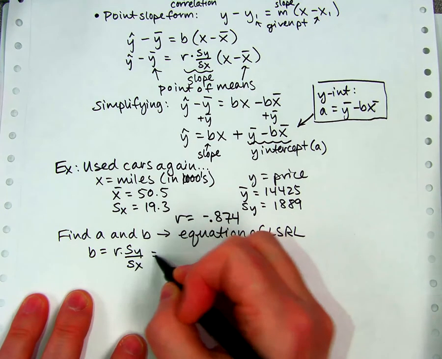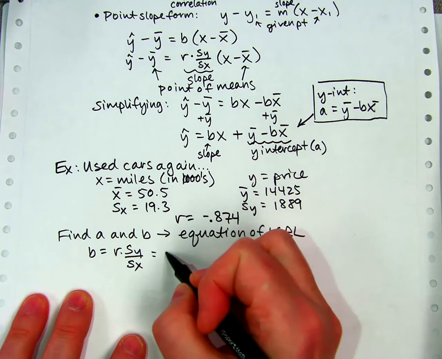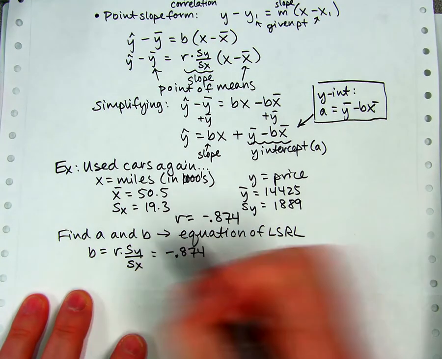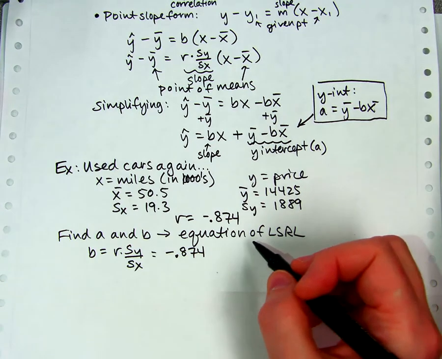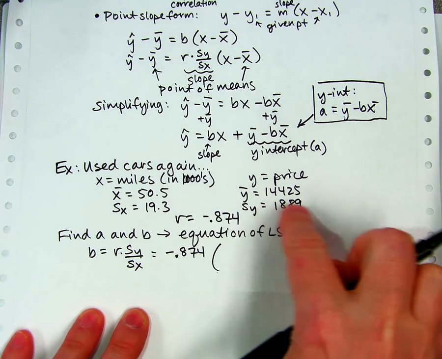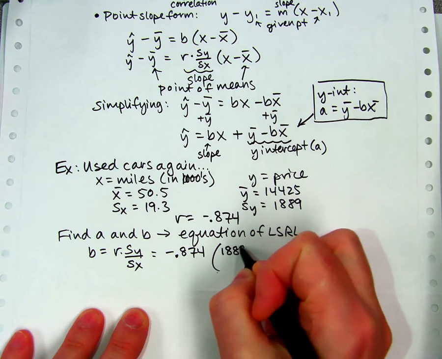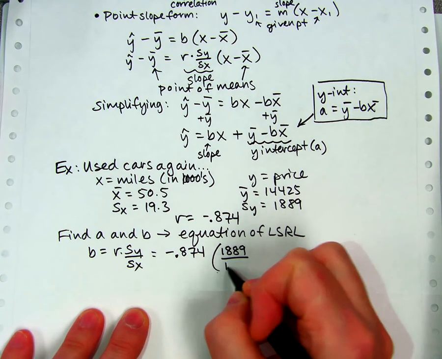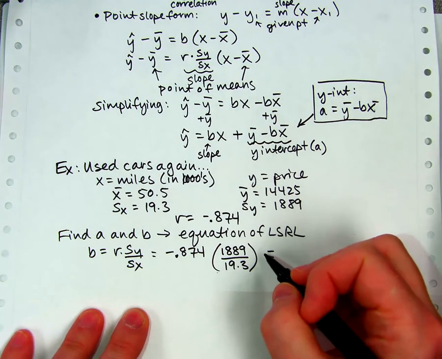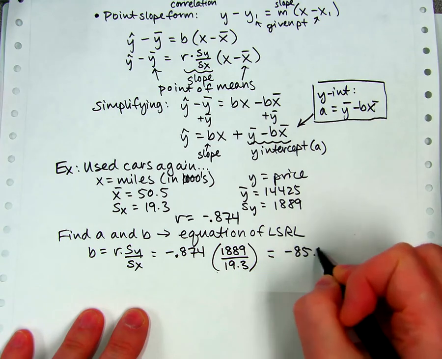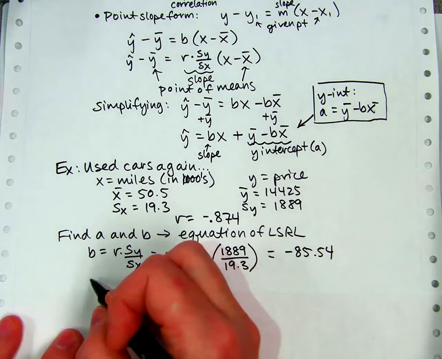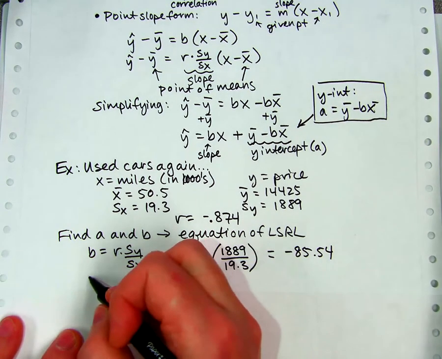And so I'm just going to plug in the numbers that I need. I've got R is negative 0.874. That negative is how we're going to make sure that the slope is negative like it should be, because remember the price goes down as the mileage goes up. And then I'm going to do my Sy over Sx. It's really important that you get the right ones. We'll put the Y on top. The Y's rise to the top and the X's are on the bottom. That's the run. And don't use the means for this. Use the standard deviations. When you plug all that in your calculator, you should get negative 85.54, which, by the way, is the slope that we had the other day when we did this example when we were just given the equation.